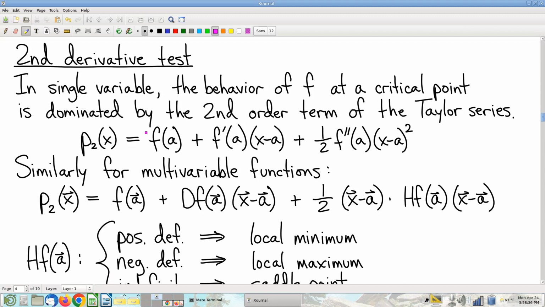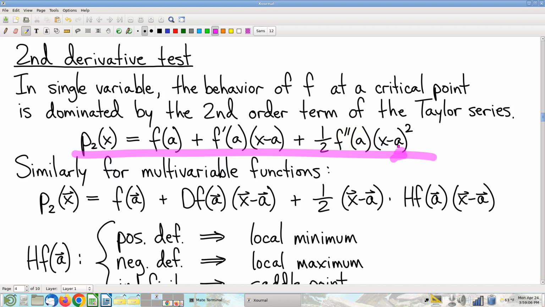The reason we were talking about Taylor polynomials in section 4.1 is because the Taylor polynomial is a way to motivate the second derivative test. Here's the single variable Taylor polynomial, and of course the behavior of the second order term is controlled very largely by that second derivative. If it's positive, then this second order term is always positive. If it's negative, the second order term is always negative. It all comes down to whether that second derivative is positive or negative.